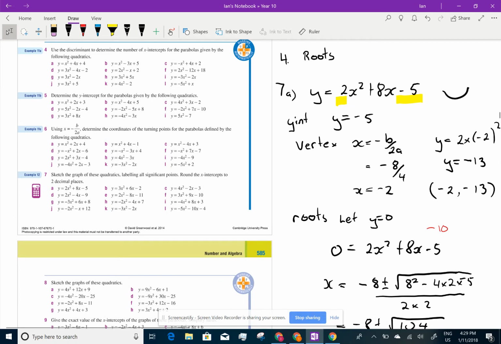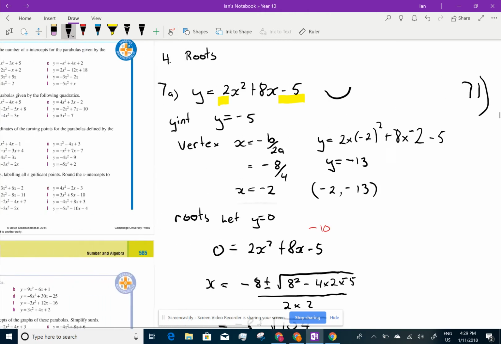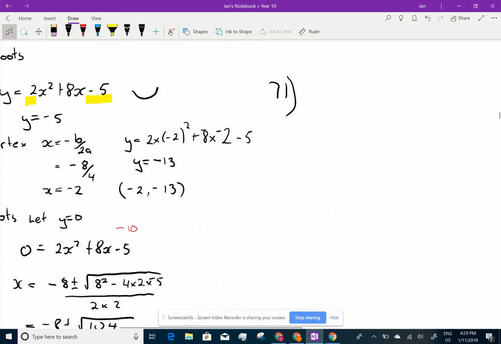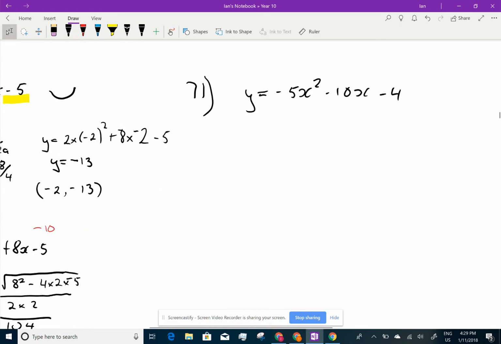I'm doing 7. So I want a negative parabola with a negative... Oh, I'll go L. I'm going to go 7L. So over here, 7L. And what's it look like? Minus 5x minus 10 minus 4. So y equals minus 5x squared minus 10x minus 4. Was it minus 10x or plus? All right, so we're all negative.